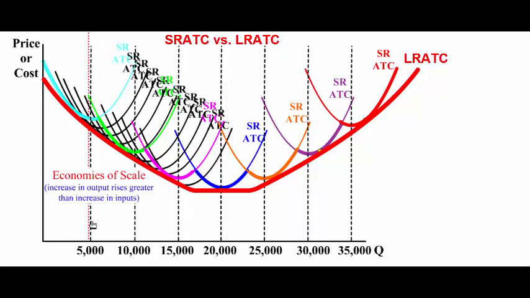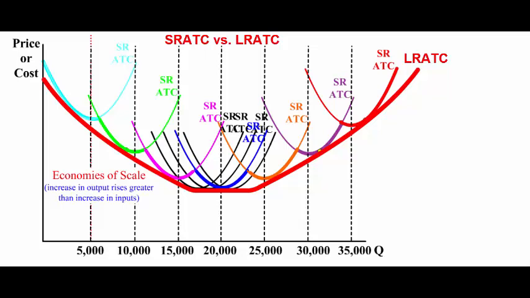What we've done over here then is shown you that in the long run, this is considered to be economies of scale. In other words, as you produce more and more units of output, there's an increase in output which rises greater than the increase in the input.